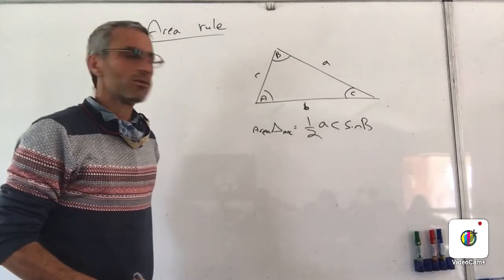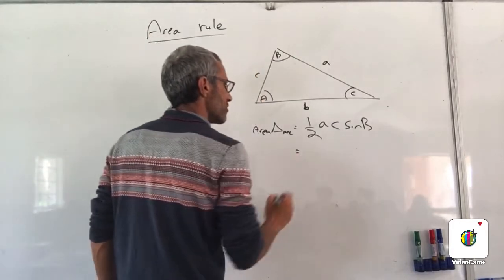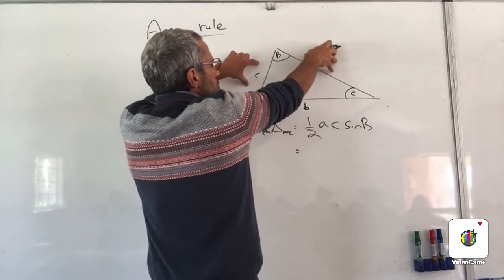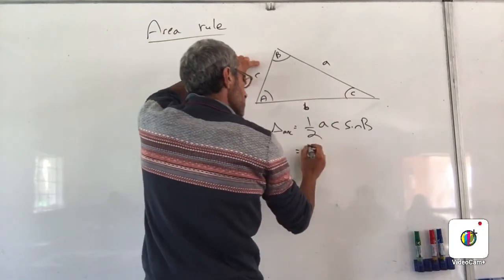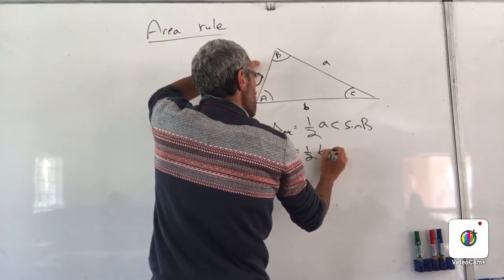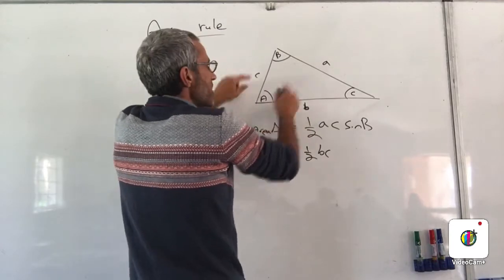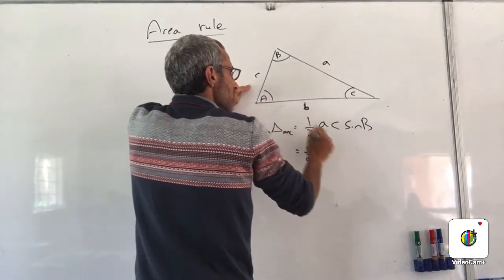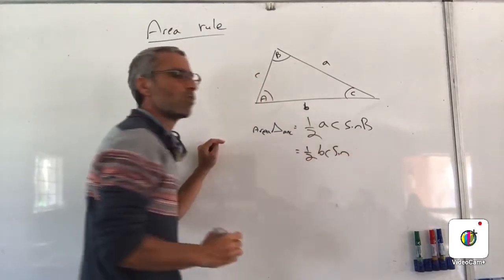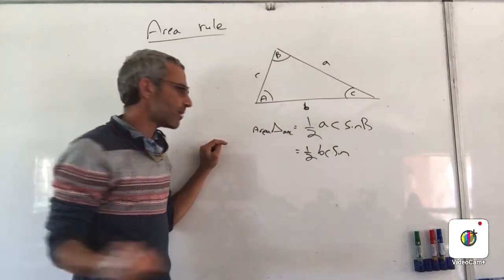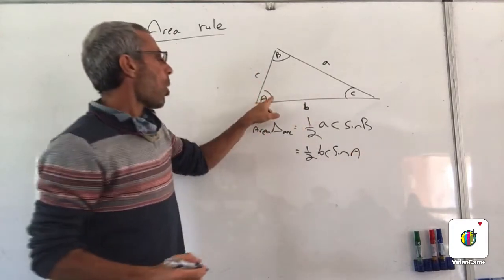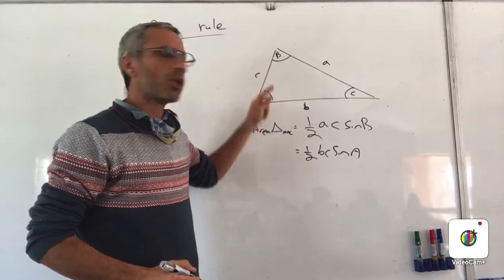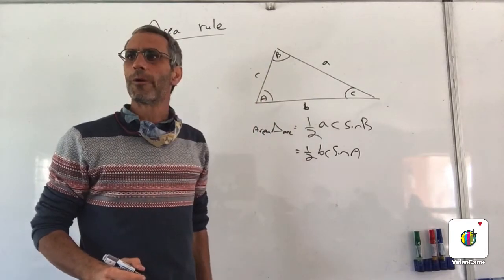But you could calculate that, for example, let's say you don't know AC, but you know BC. So you can also do half times BC. Let's say you don't know A, but you know B and C. But now you're going to have to times it by sine what? A. Well done, okay? So it's always the sine of the angle between the two sides that you are aware of.